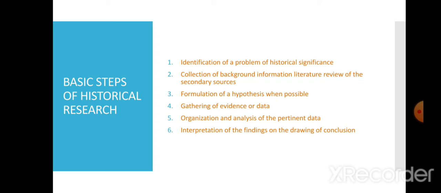In other words, historical research tends to involve the following steps: identification of a problem of historical significance, collection of background information, literature review of the secondary sources, formulation of a hypothesis when possible, gathering of evidence or data, including verification of the authenticity of the primary sources and the validity and reliability of their contents, organization and analysis of the pertinent data, more often qualitative than quantitative, interpretation of findings or the drawing of conclusions. In short, true historical research tends to resemble a scientific method of inquiry or a problem-oriented approach.